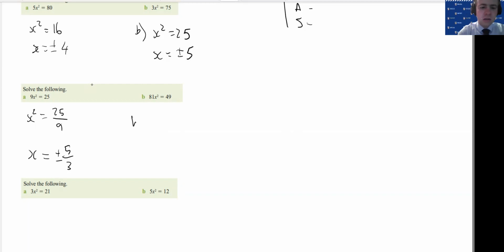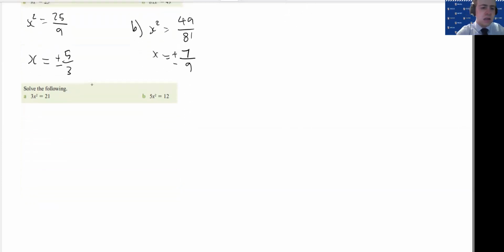For b, divide by 81, we get 49 over 81, and then I square root top, which is 7, square root bottom, which is 9, and then put the plus or minus out the front. We get plus or minus 7/9. Use your calculator if you don't remember all your perfect squares. So just square root top and bottom, and then put the plus or minus at the front. Your calculator won't put the plus or minus, you need to remember that part.